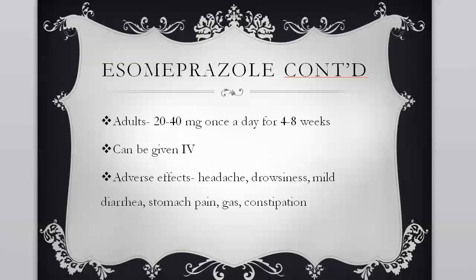Again, recommended for a patient that might have some of these problems with the GI tract. Adults, 20 to 40 milligrams once a day for 4 to 8 weeks. This is also a med that can be given IV as well. Some of the adverse effects are headache, drowsiness, mild diarrhea, stomach pain, gas, and constipation.